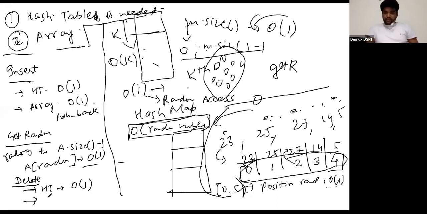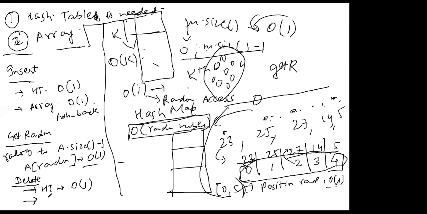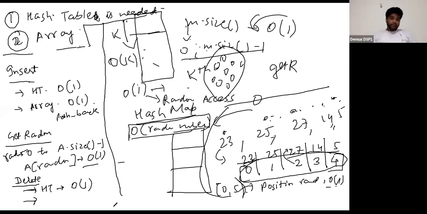Swap with the last element and then pop back. Yes, that's the idea. But first things first, how will you find that element in that array? You will have to find it, right? What's the question you asked? The question is, how do you delete from the array in order one?